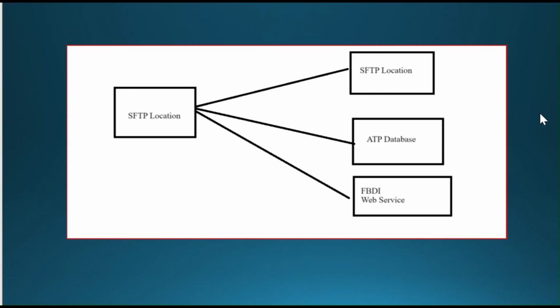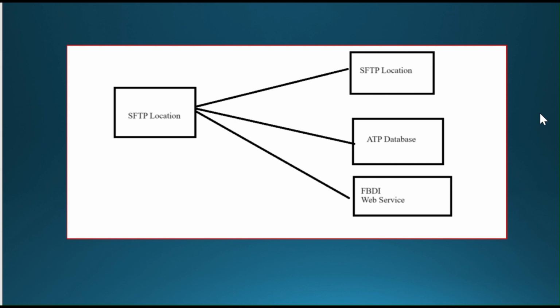Now we can see the various business scenarios where we can use this FTP adapter connection in OIC. Basically, the business will place the file in the SFTP location. In the first scenario, we have to read that file from the SFTP location server and write it into another SFTP location. That is one scenario. In another scenario, we have to read the file from the SFTP location and populate it into the ATP database tables.